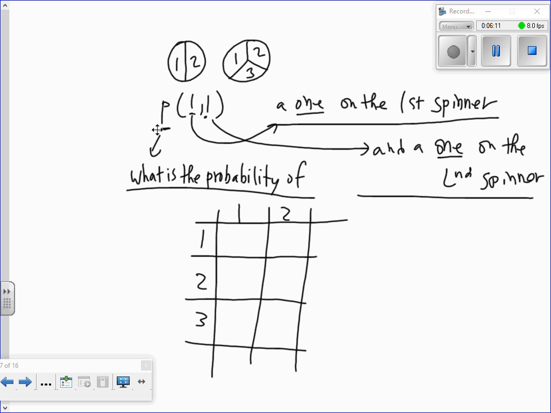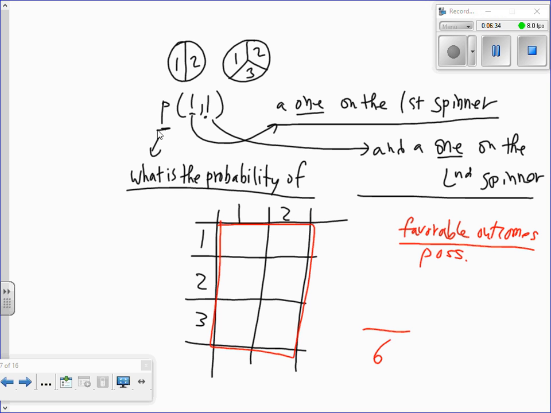And when I do so, I create this sample space of all the possible outcomes. By looking at that, I see 6 blanks, so I know that there are 6 possible outcomes. And probability, we learned, was favorable outcomes divided by possible outcomes. So there are 6 possible outcomes, and the only one which is a 1, 1 is that square right there, a 1 in the first and a 1 in the second. So therefore, as a fraction, it's 1 out of 6.